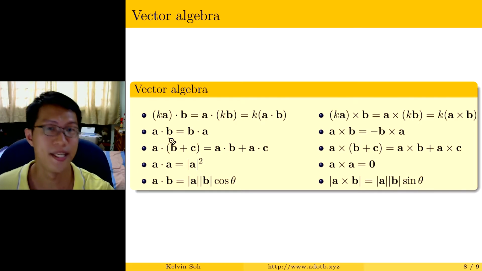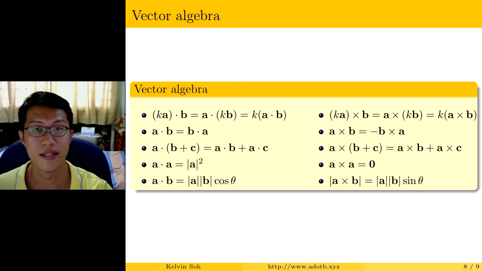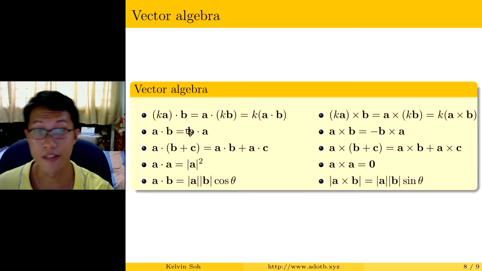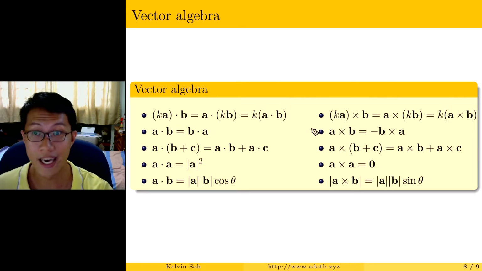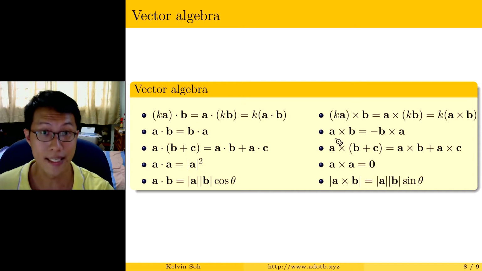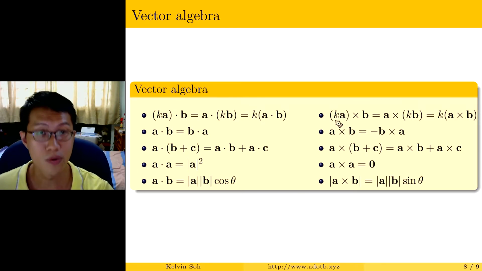The next rule says that the order is not important for the dot product. So if you take A dot B, it's the same as B dot A. Hopefully this is pretty intuitive and clear from the definition of the dot product. However, do be careful with the cross product. The order is important for the cross product because of how it's set up. So if you want to switch the order around, we have to add a negative sign to it. This rule, we have to be pretty careful about it.